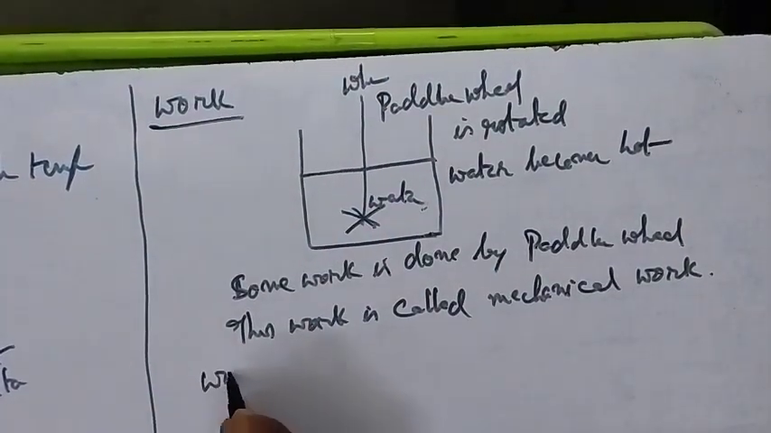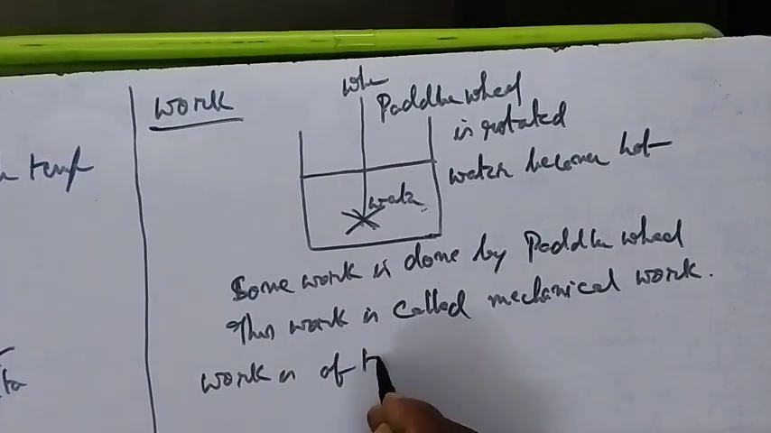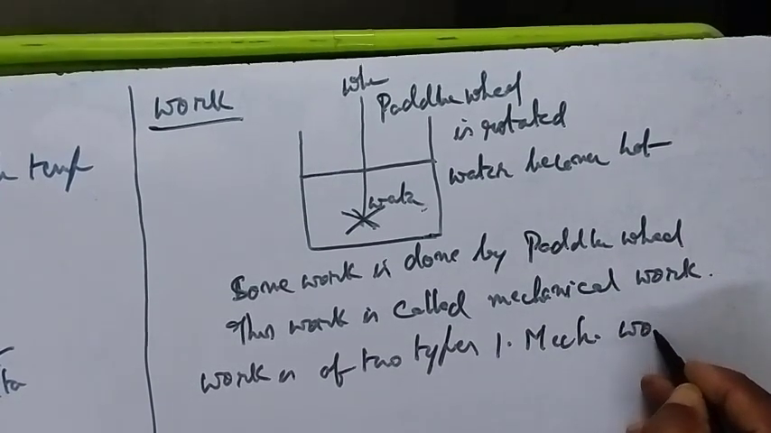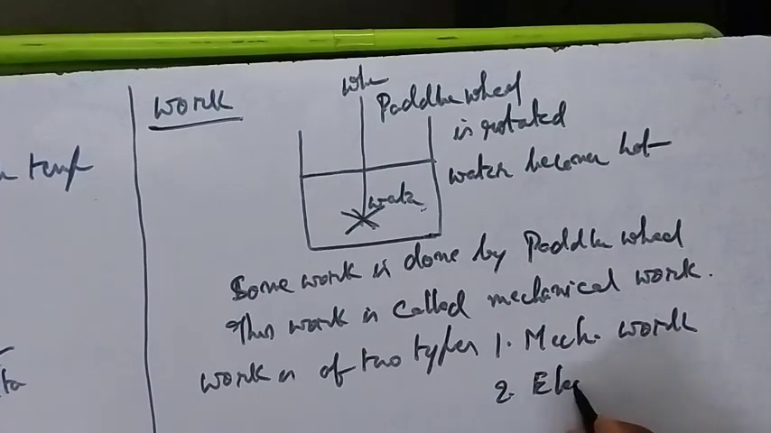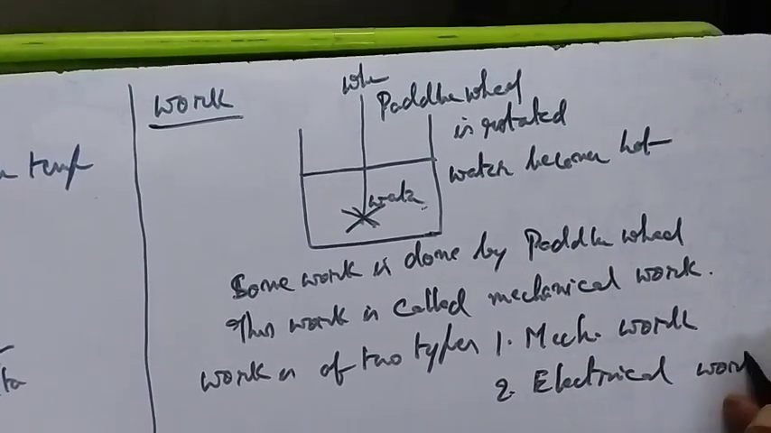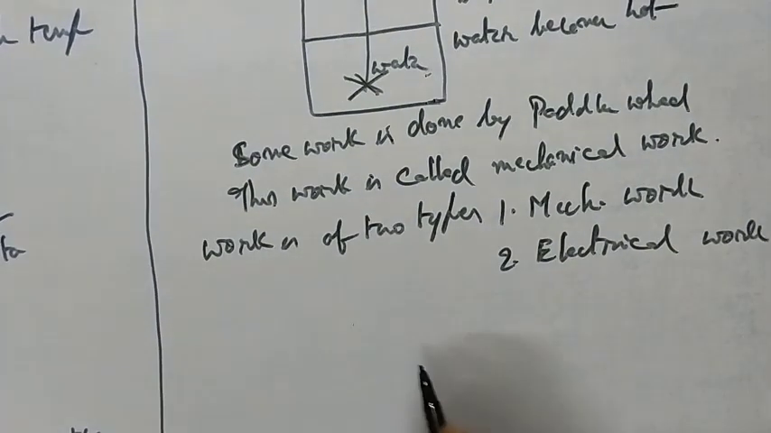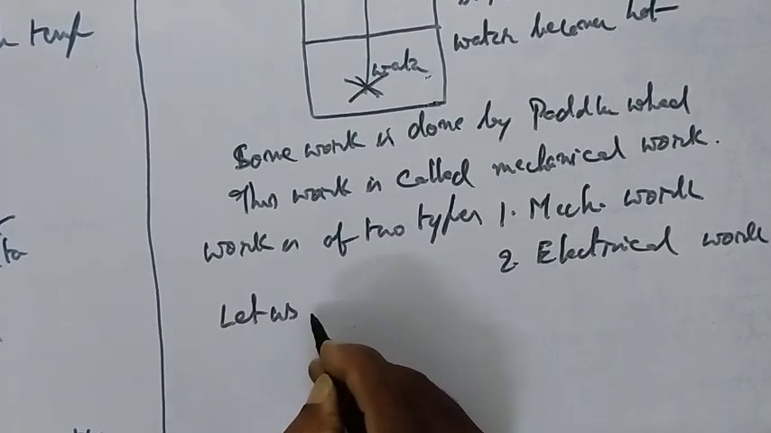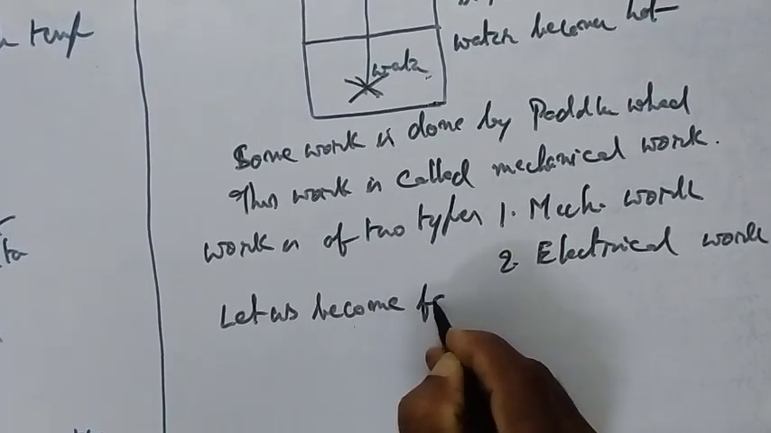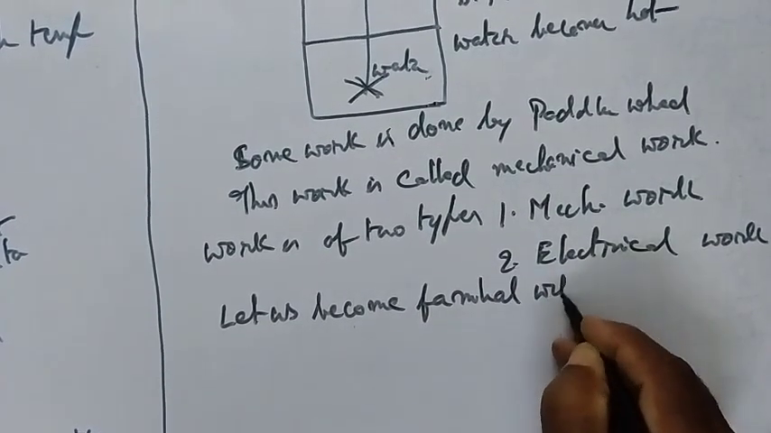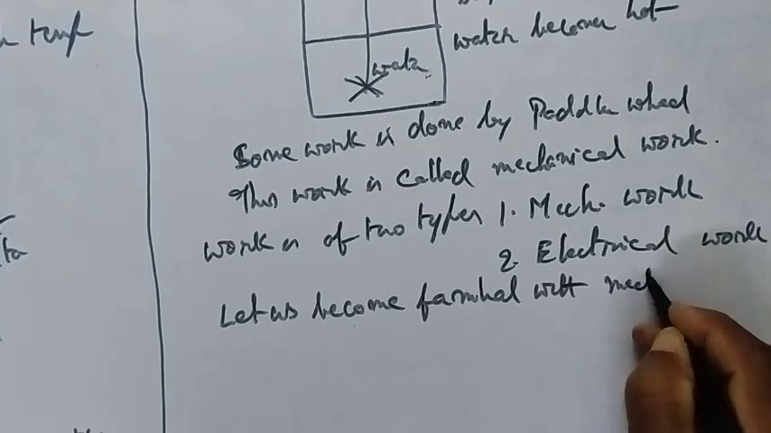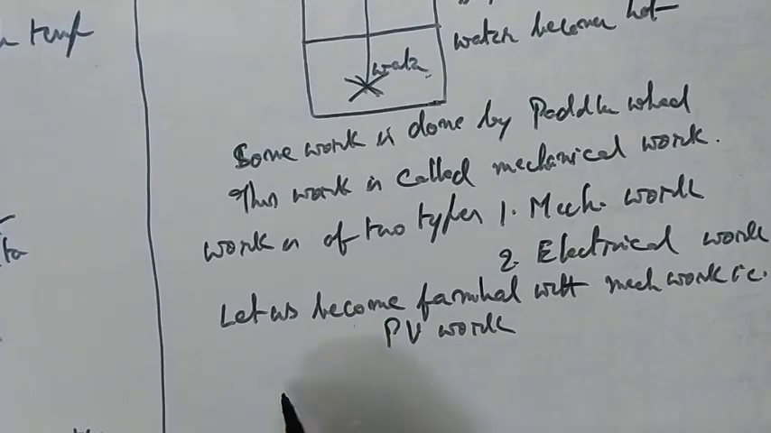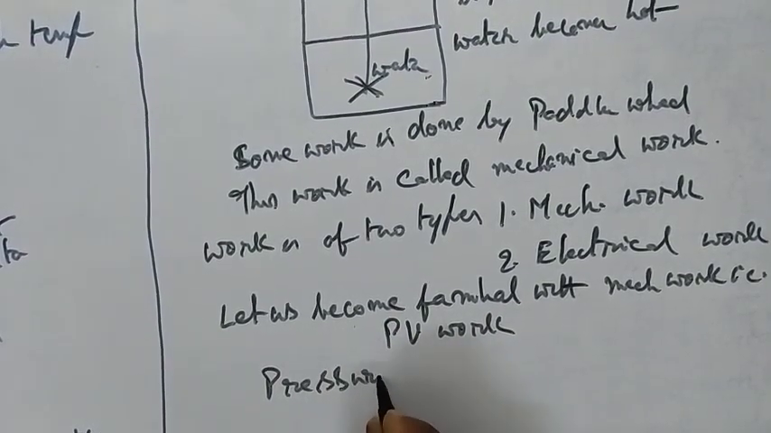Thus the work is of two types. One is mechanical work, and the other one is electrical work. In this, let us discuss mechanical work. Mechanical work is in the form of PV work. So let us become familiar with mechanical work, that is PV work. PV work means pressure volume work.